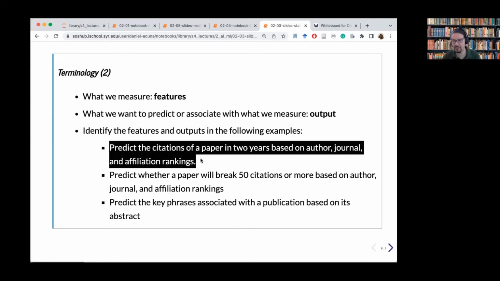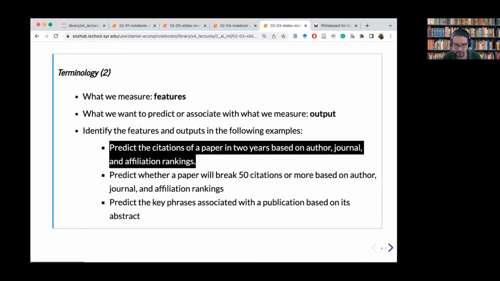So this is a problem. Imagine that you have a research question, and this is what you're trying to do: predict citations of a paper in 2 years based on author, journal, and affiliation rankings. Okay, so the question is, what are the features that you need for this problem, and what is the output of this problem?